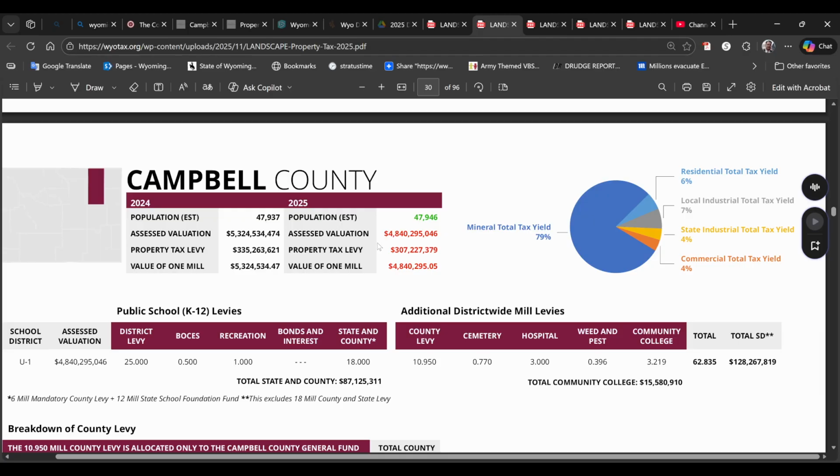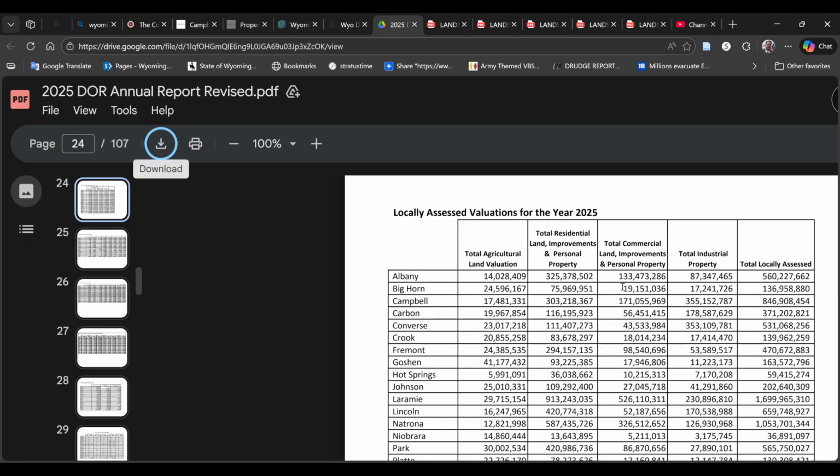If you add up all of those assessed valuations for all of the residential properties in Campbell County, it turns out to be around $307 million. Let's see if I can find that real quick. Hold on. I thought I had something from the Department of Revenue up earlier. I do. So check this out.